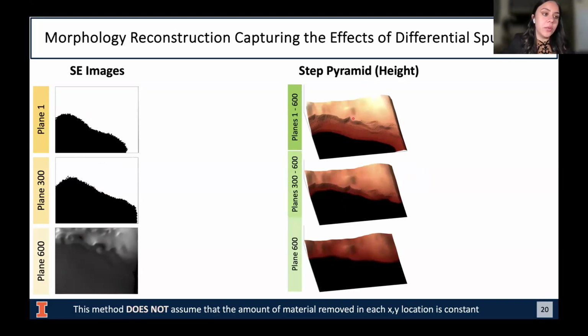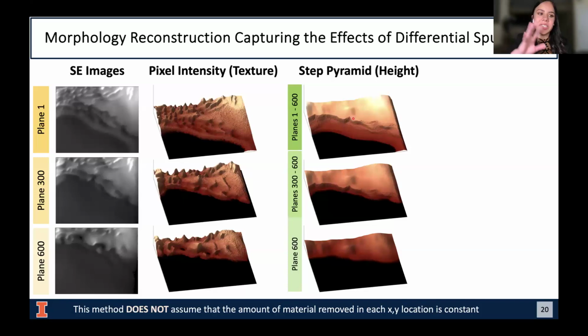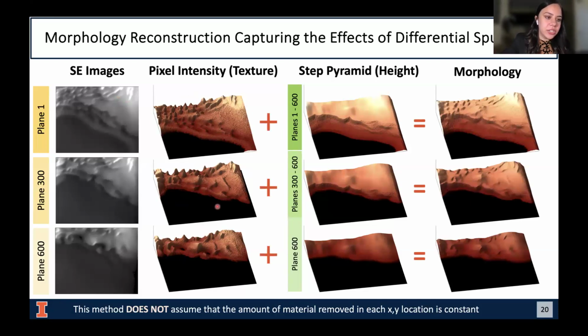How about texture? Well, texture is the same. We derive it directly from the secondary electron images, from the pixel intensities. And then to get the final morphology reconstruction, we add the texture and the step pyramid, resulting in an independent morphology for each image plane.